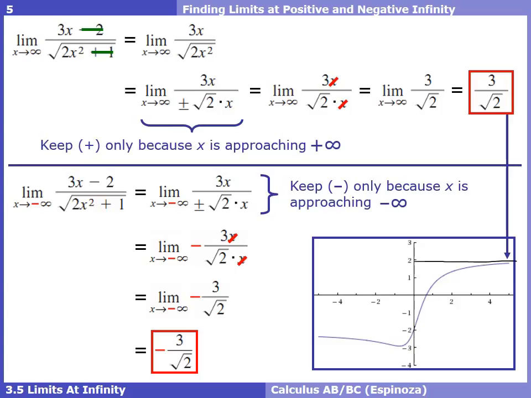You'll also notice at the bottom, it's also leveling off, and it's leveling off to approach the value of -3 over the square root of 2. That would be our end behavior to negative infinity.